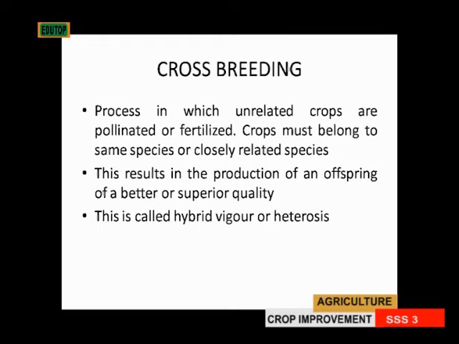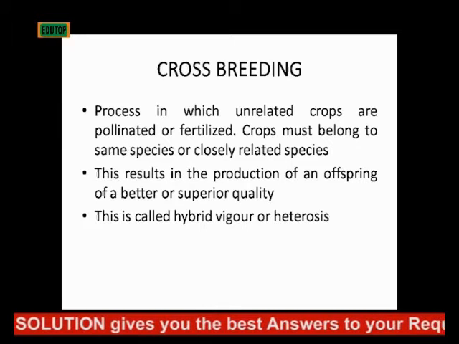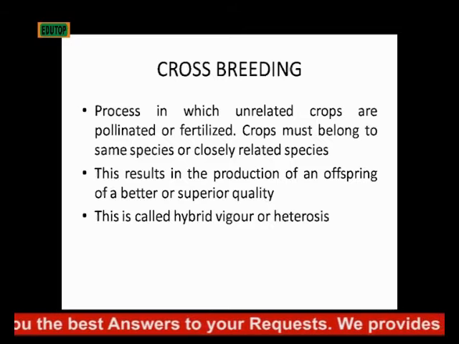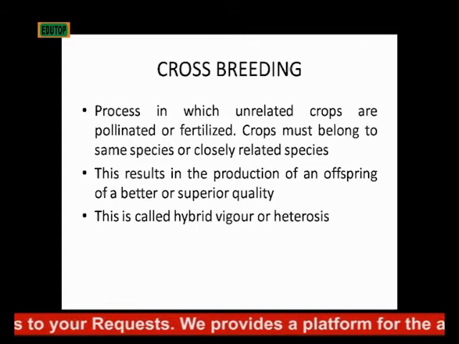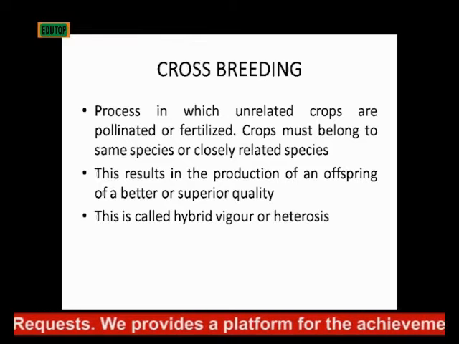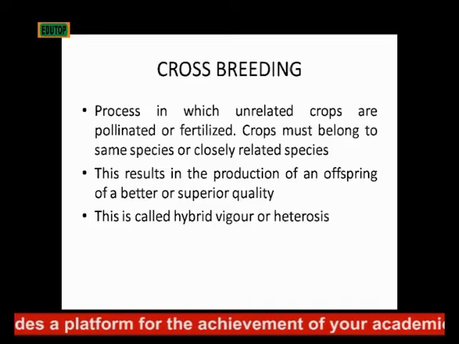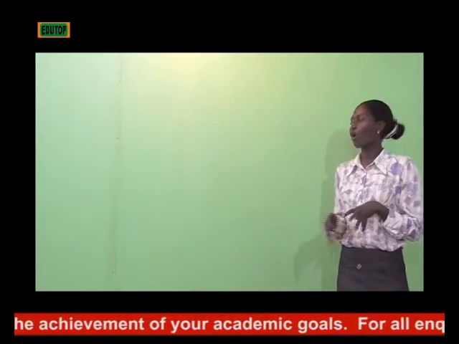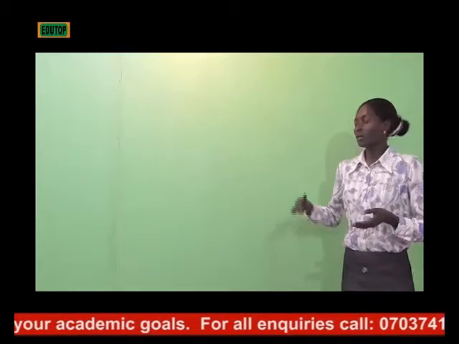Now, the second type of breeding, cross-breeding. Cross-breeding is a process in which unrelated crops are pollinated or fertilized. The crops that are pollinated in cross-breeding are not related, unlike what we have in inbreeding. But the crops must belong to the same species or closely related species, for cross-breeding to happen.